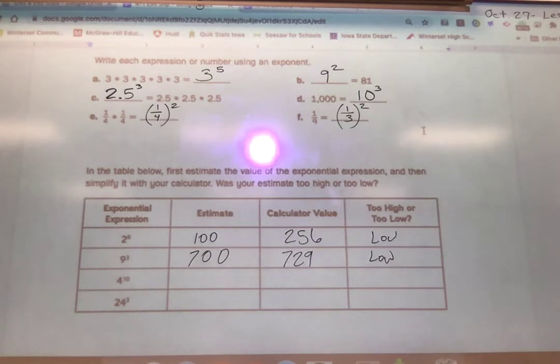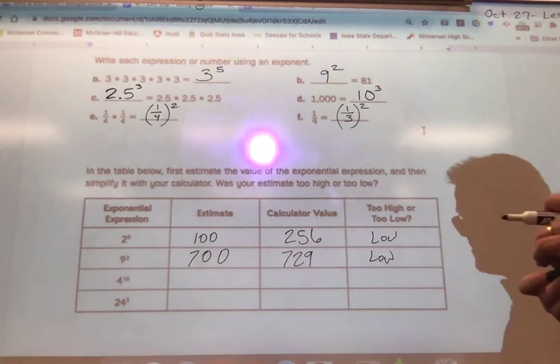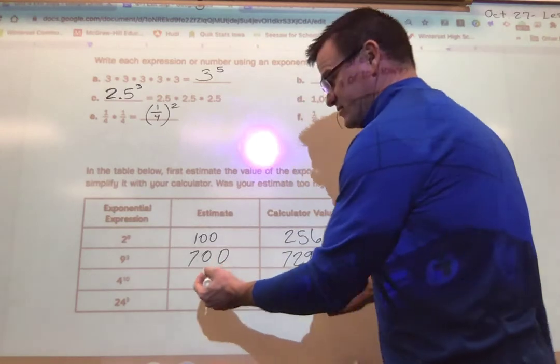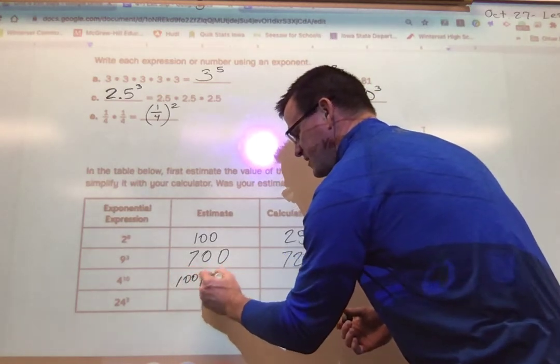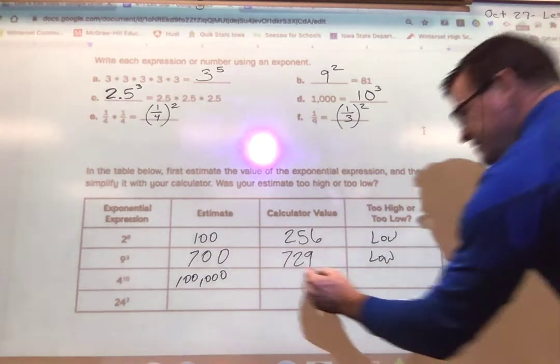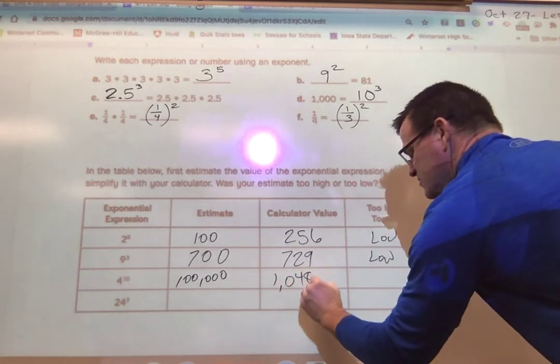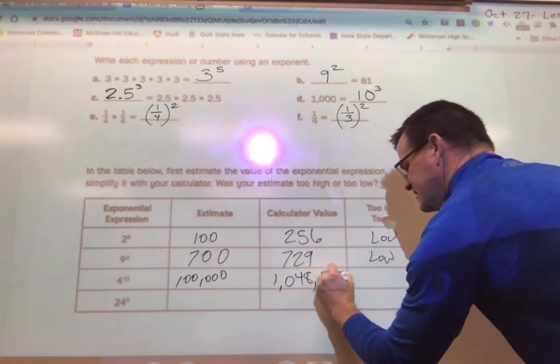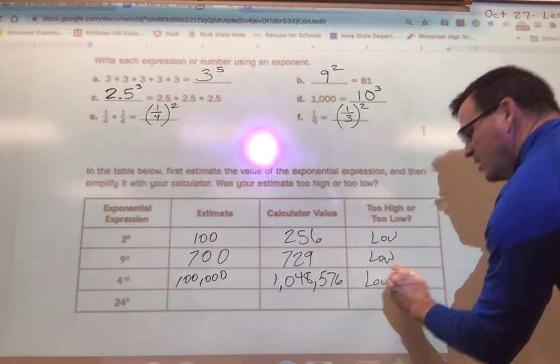Now 4 to the 10th power gets a little tough to estimate. 4 times 4 times 4 times 4 times 4 times 4, etc. You have 10 of them. So I'm going to guess a little bigger. A lot of kids will guess really low. I'm just going to say, how about 100,000? Again, some may think that's too big. But when I do 4 to the 10th power, and I'm not going to show the calculator on every one of these, we actually come up with 1,048,576. So we're definitely way too low on that one.